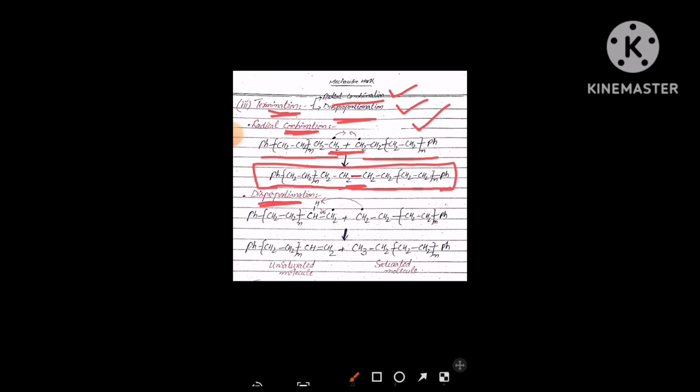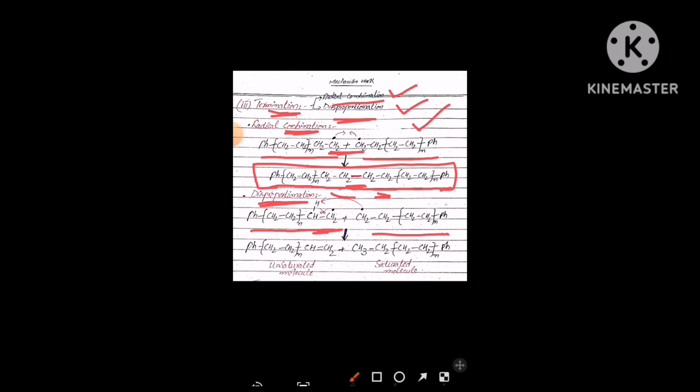And what about disproportionation? Students, disproportionation means both an unsaturated molecule and a saturated molecule must be formed as products, that is, the formation of a saturated, single-bonded molecule and an unsaturated molecule. So how is it formed? Let us see and understand. This is the terminal free radical chain. This is another chain.